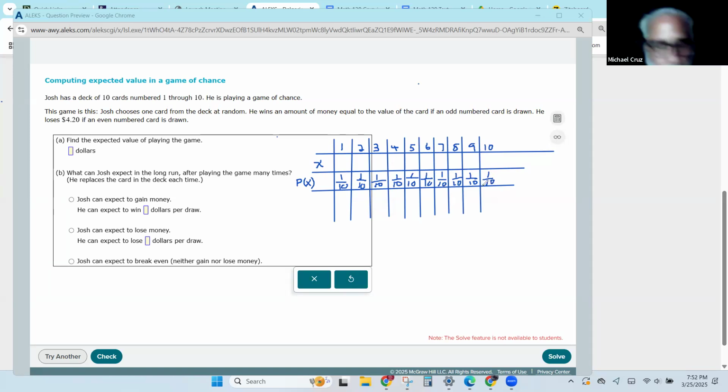All right, now, what happens when he gets an odd number? He wins an amount of money equal to the value of the card if it's odd. So in other words, he's going to get $1. He's going to get $3. He's going to get $5.